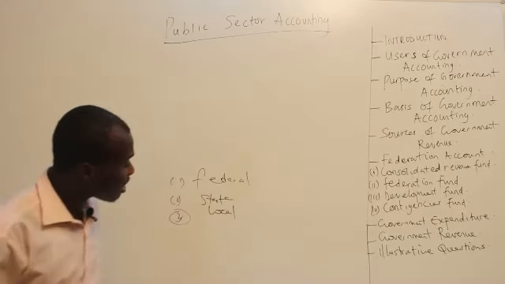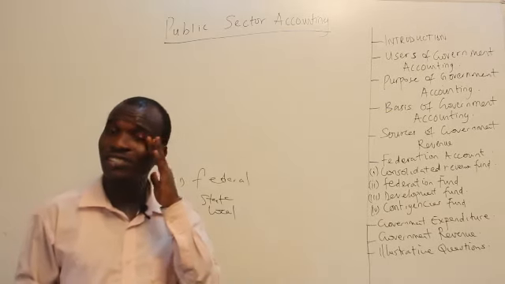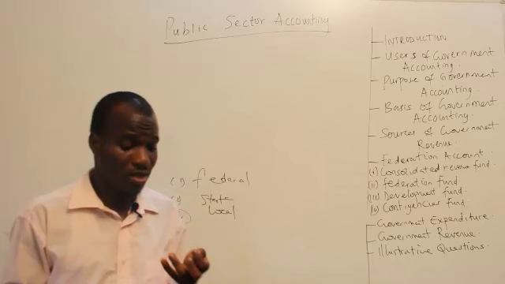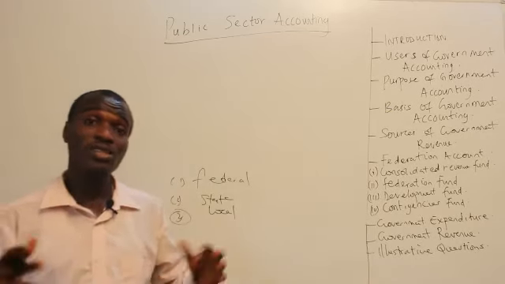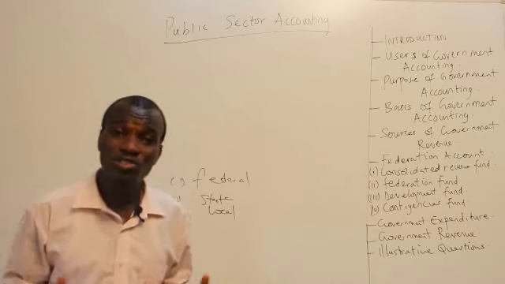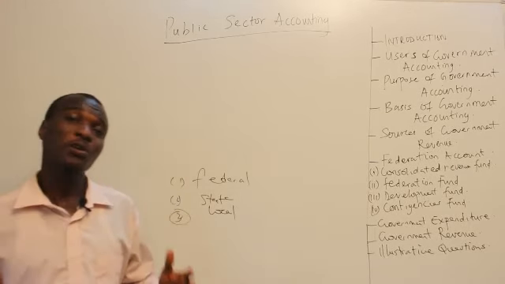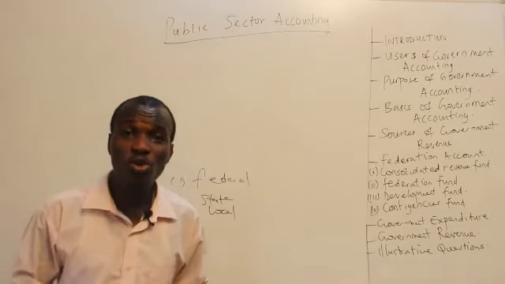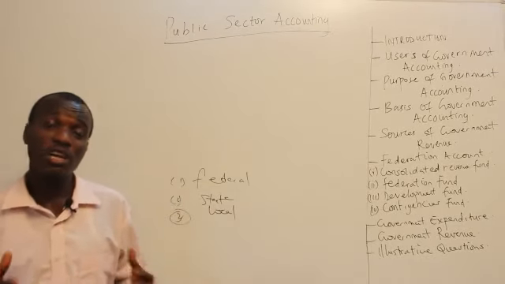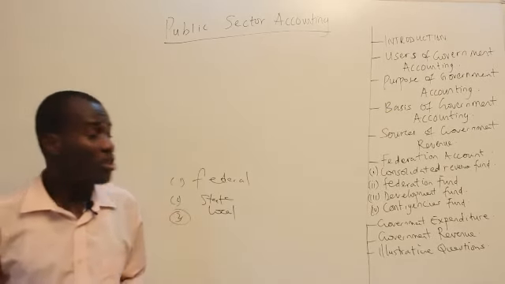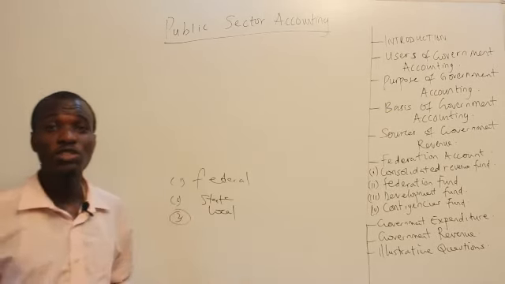Now, the next thing is the states. How does the state government derive its revenue? The state government also derives its revenue from different sources. Okay, number one will be the statutory allocation. That is the allocation given by the federal government to the states. So there is usually allocated revenue to each of the states of the federation. So that also serves as a source of revenue to the state government.